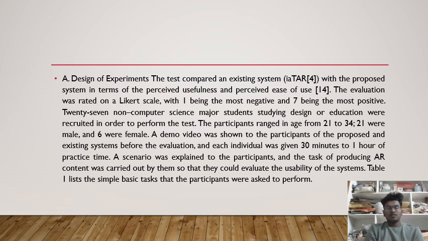Design of experiments. The test compared an existing system with the proposed system in terms of perceived usefulness and perceived ease of use. The evaluation was rated on a Likert scale, with 1 being the most negative and 7 being the most positive. 27 non-computer science major students studying design or education were recruited to perform the test. The participants ranged in age from 21 to 34; 21 are male and 6 are female.